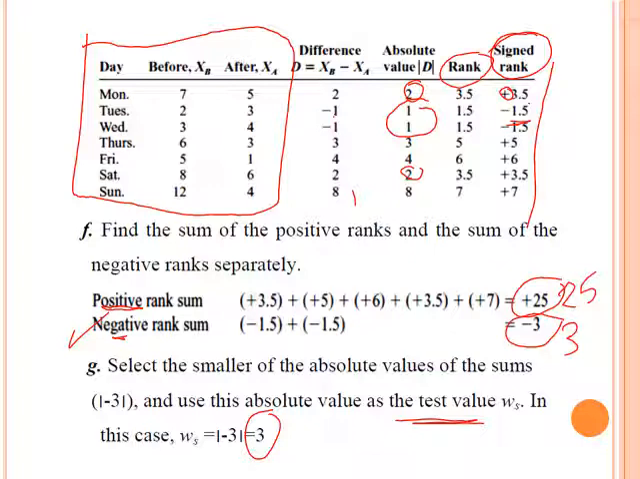So we will sum the positive ranks together and the negative ranks together, and we get a positive sum of 25 and a negative rank sum of -3. After adding the positive rank sum and negative rank sum, we will take the absolute value of the negative rank sum. So the absolute value equals 3, and we have 25. We will take the smallest number to be our test value. This is the third step, to get the test value.